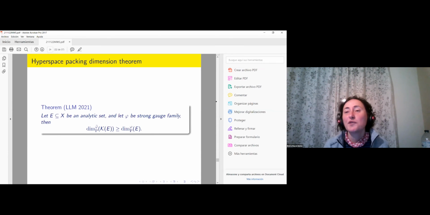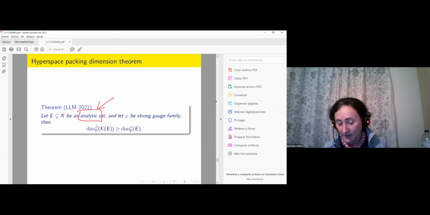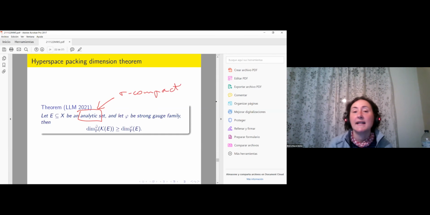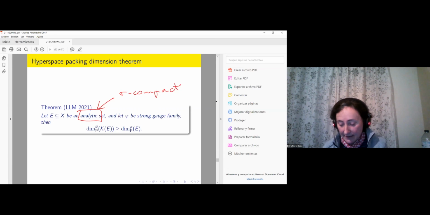So what we proved was for analytic sets. This is our generalization from sigma compact. All sigma compact sets are analytic, so we generalize to any analytic set. What we prove is the same result: the dimension of the hyperspace, again with the jump of phi, is bounded by the dimension of the original set with gauge function phi.